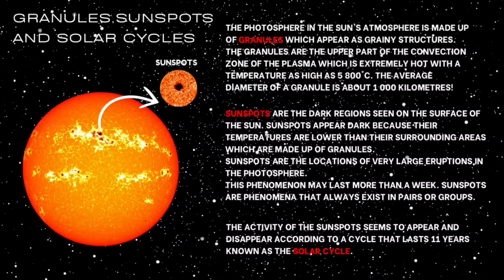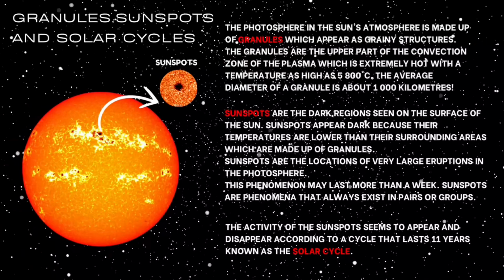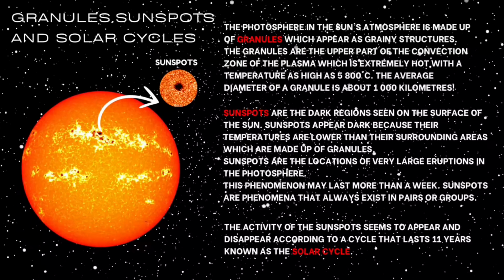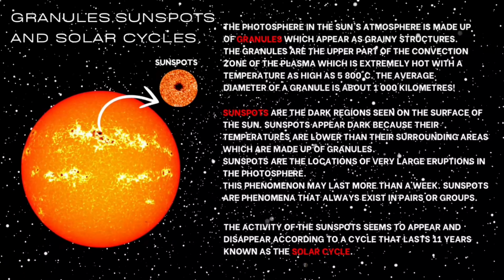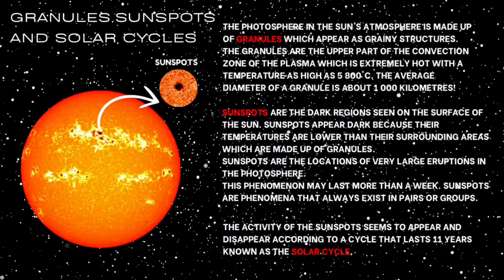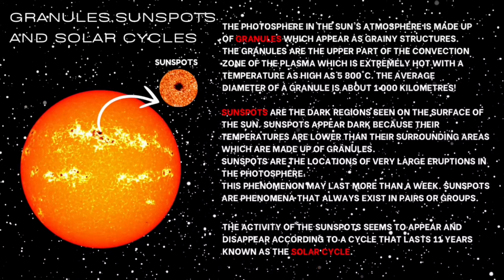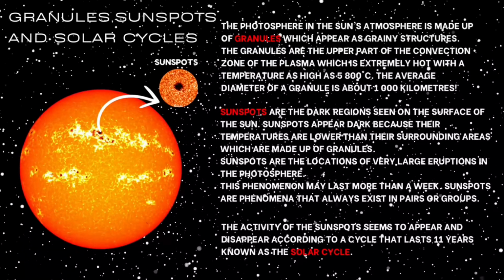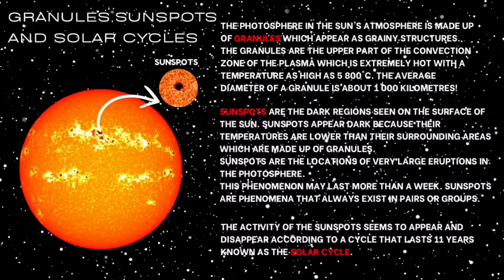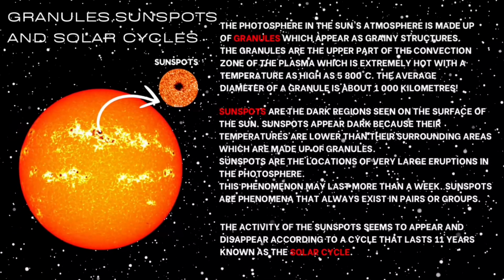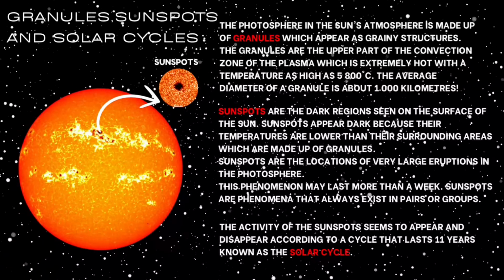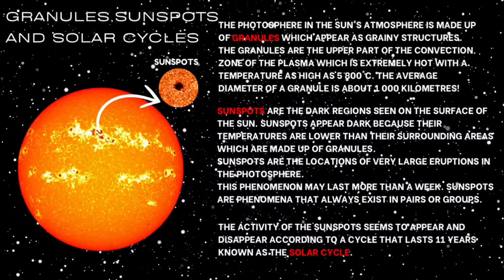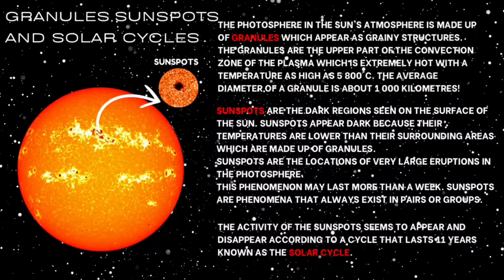Next, sunspot. Sunspots are the dark regions seen on the surface of the sun. Sunspots appear dark because their temperatures are lower than their surrounding area, which is made up of granules. Sunspots are the location of very large eruptions in the photosphere. This phenomenon may last more than a week. Sunspots are phenomena that always exist in pairs or groups. The activity of the sunspot seems to appear and disappear according to a cycle that lasts 11 years, known as the solar cycle.